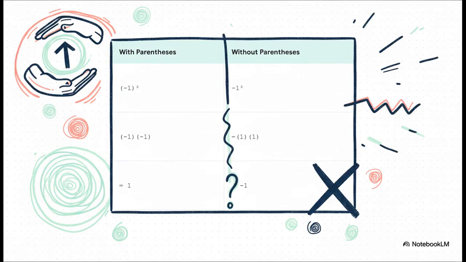Whoa, but check out what happens with an even exponent, like 2. All of a sudden, those parentheses are everything. With them, we're doing negative 1 times negative 1, which gives us a positive 1. But without them, the exponent only hits the number, not the sign. So we get negative 1. That tiny little detail completely flips the answer.